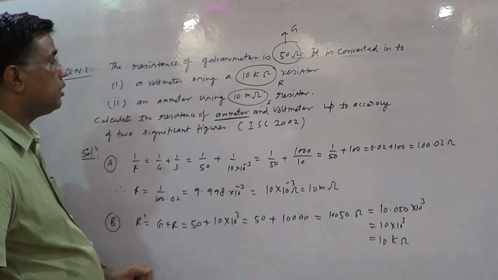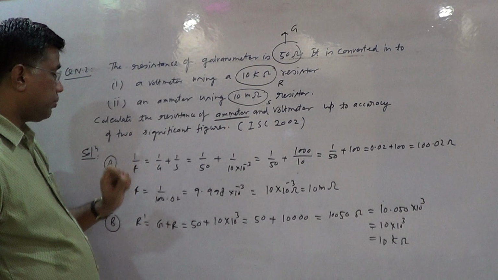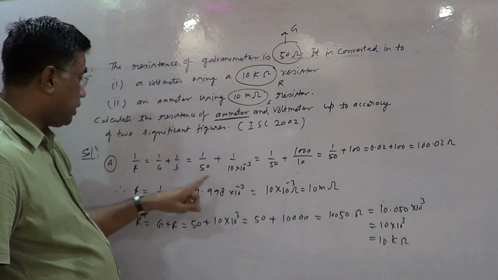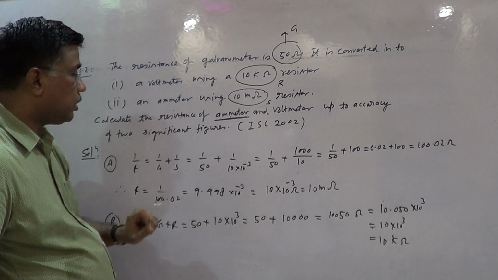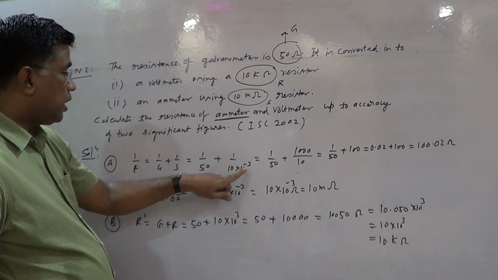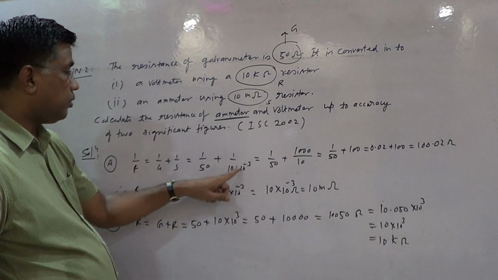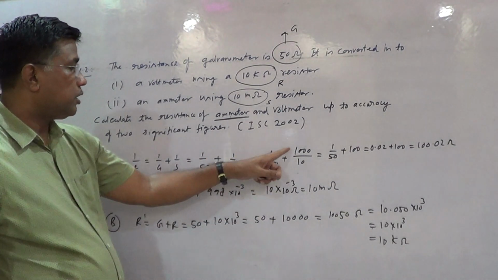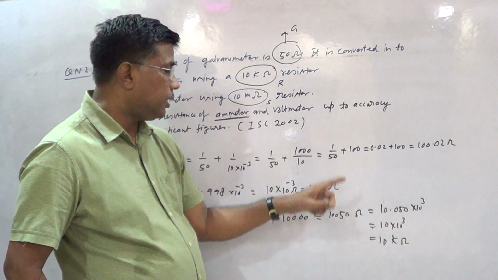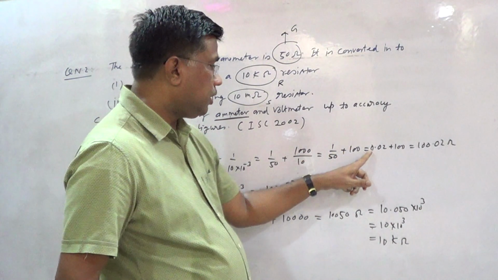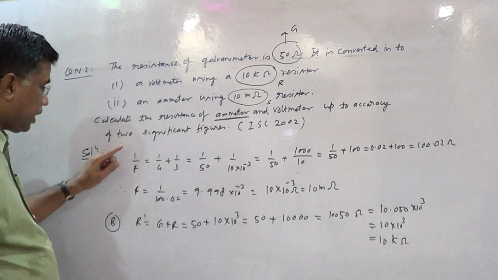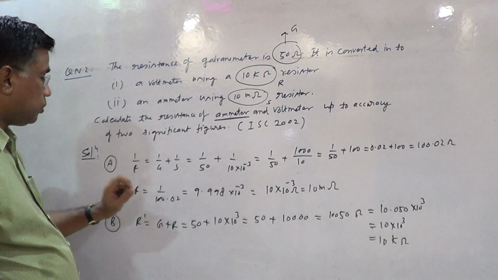The value of capital G is given in the question, 50 ohm. So I have written 1 by 50. The value of shunt resistance is also given, 10 milli ohm. So 1 by 10 milli ohm is converted into ohm, that is 10 to the power minus 3. 1 by 50 is written as it is. This 10 to the power minus 3, when moved to the numerator, will be 10 to the power 3, which is 1000 by 10. This 1000 by 10 is equal to 100. So on solving, 1 by 50 gives 0.02, plus 100 equals 100.02 ohm. So student, 1 by R is 100.02 ohm.